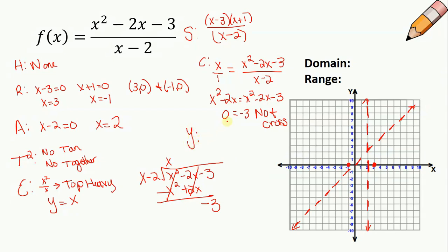Let's try a Y. Let's do our y-intercept. So let's plug a 0 in. All right. 0 minus 0. That's 0 minus 3. It's -3 over -2. aka my y-intercept is 0, 1.5, roughly. Which is 1.5, about right here.